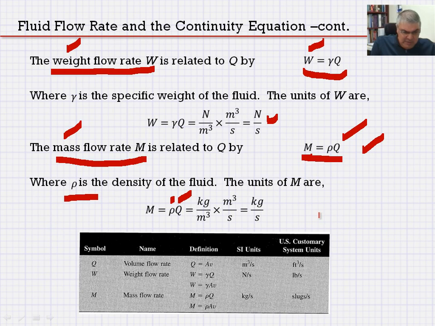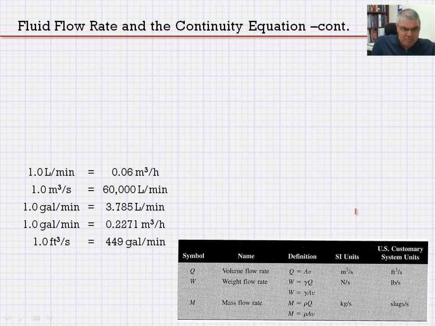The symbols are given down here in this table. The name is given, the definition is given, and the units are given. You can see that in both cases you can replace Q with the cross-sectional area in which we want to calculate the rate, multiplied by the velocity of the fluid that goes through that cross-section. That would give us the appropriate unit. Both units are given in SI units and the US customary system of units.